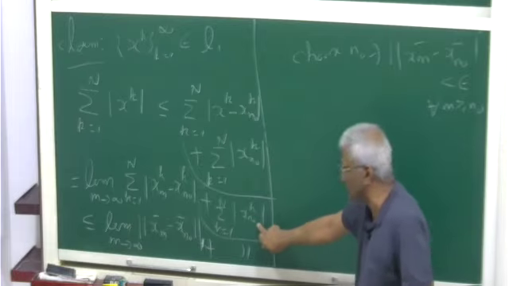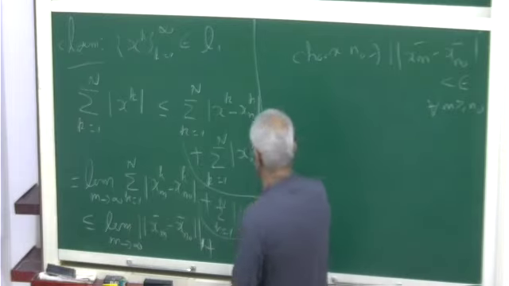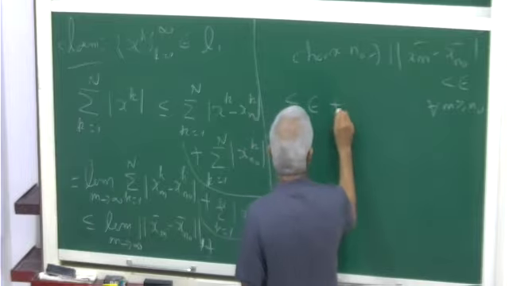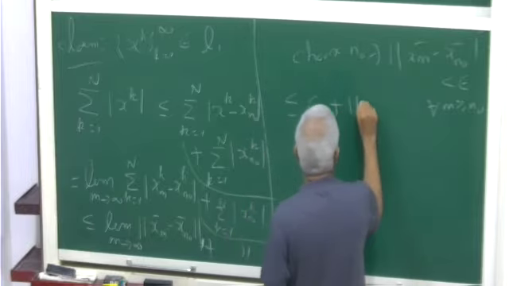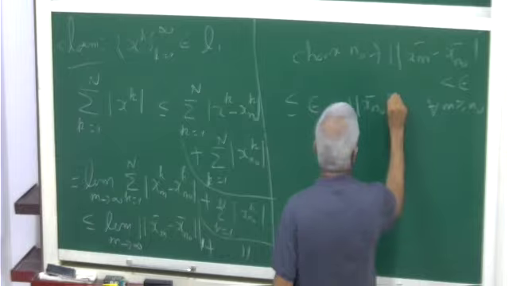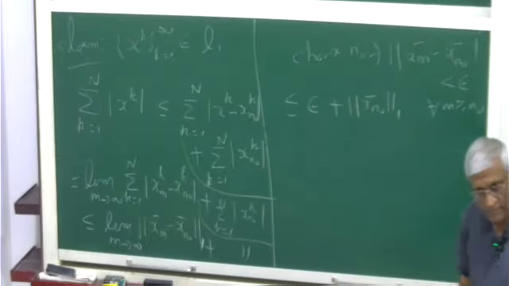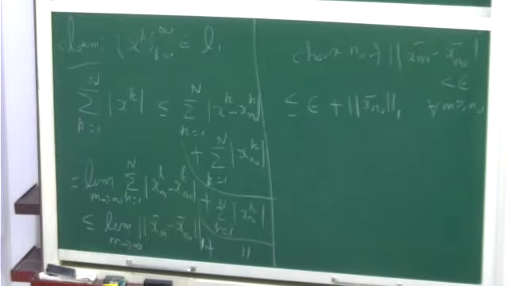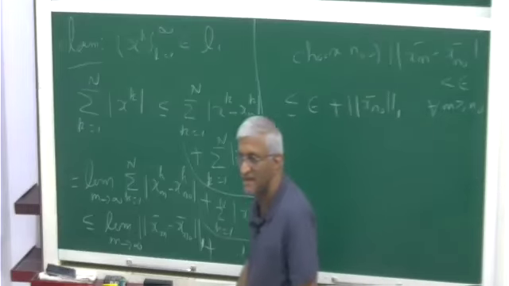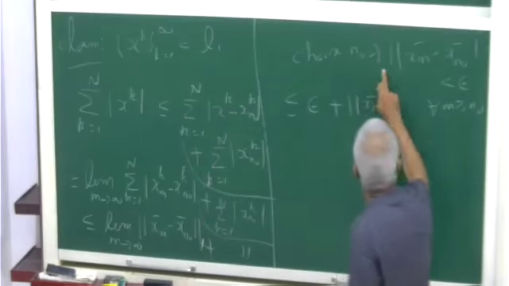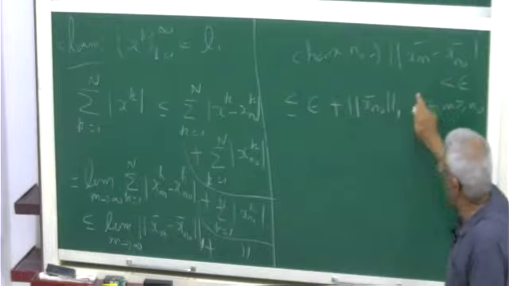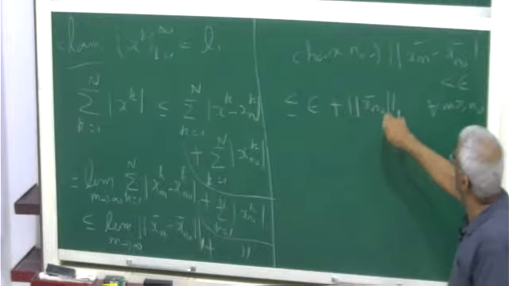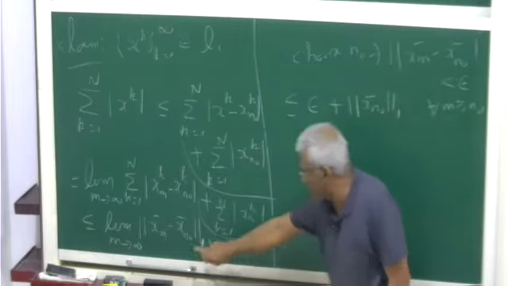For this fixed n naught, there is a k naught. So this whole thing is less than or equal to some epsilon plus the L1 norm of xn naught bar. Okay, that's all. So it is in L1. This is just a number. This is just epsilon. Yeah. This part. This line. No. Here I have this.